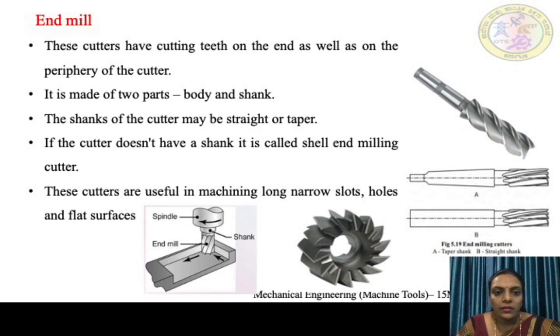End mills are used for light milling operations like cutting slots, machining accurate holes, producing narrow flat surfaces, and for profile milling operations. These cutters have cutting teeth on the end as well as on the periphery of the cutter. It is made up of two parts, body and shank. The shank of the cutter may be straight or taper. If the cutter doesn't have any shank, then it is called a shell end milling cutter.